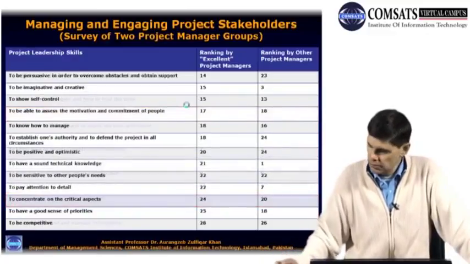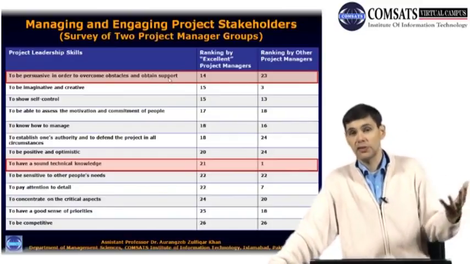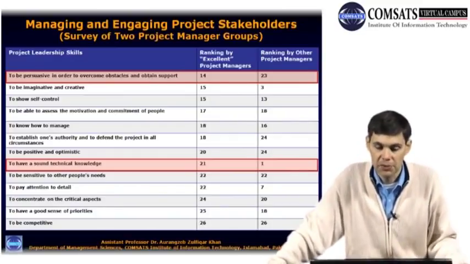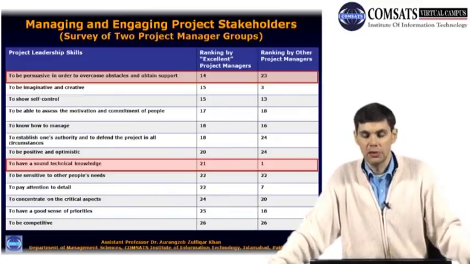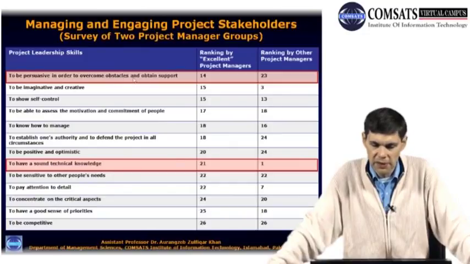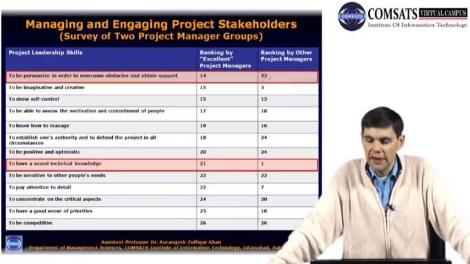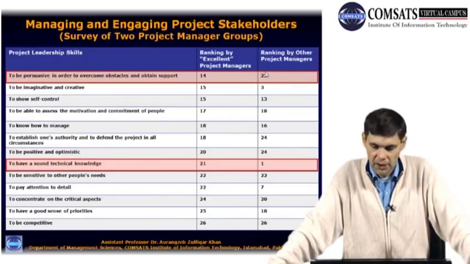And then if we continue, to be persuasive in order to overcome obstacles and obtain support. To be persuasive, it's a soft skill. Overcome obstacles, obtain support. You know, sort of building up relationships also. This is again clearly stakeholder related. The excellent project managers have ranked this on 14th position. The average project managers have ranked this on 23rd position.